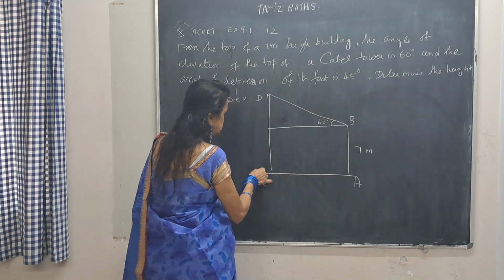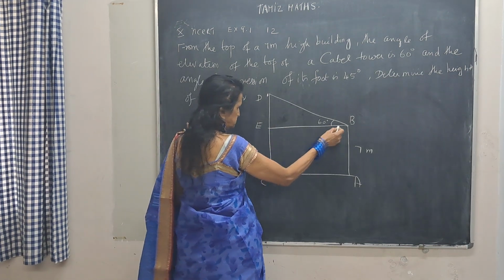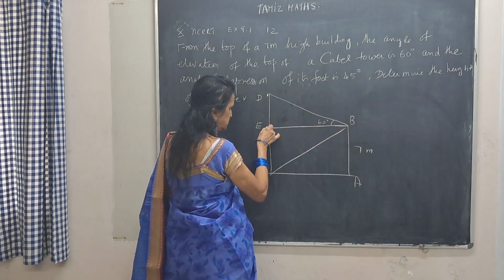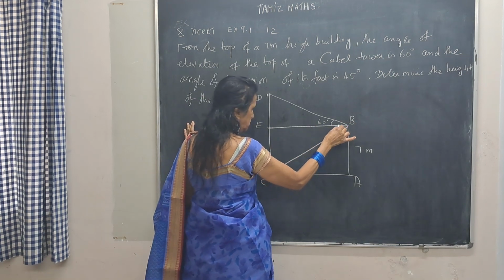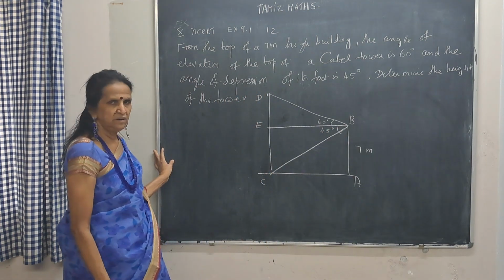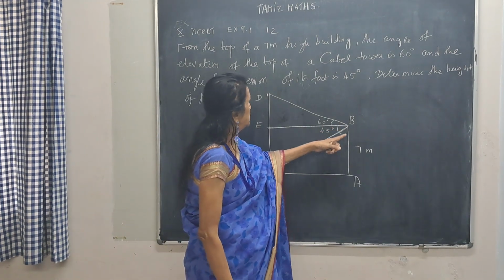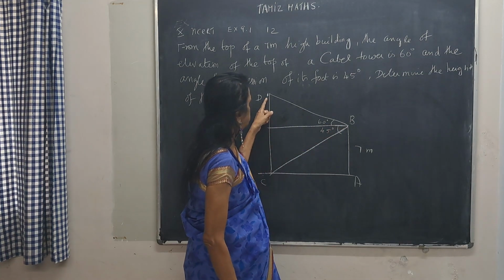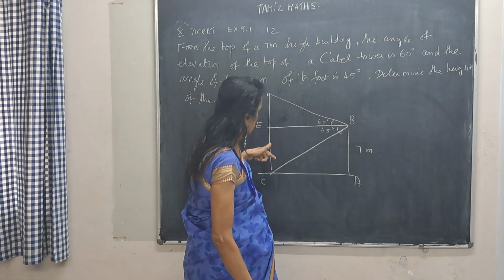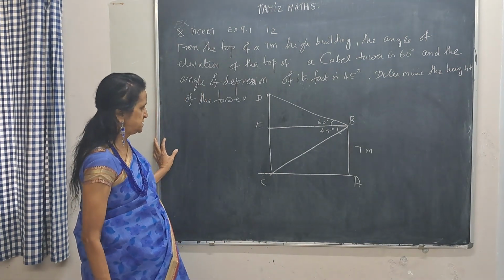Next, you stand here and you look at the foot, the angle of depression. This is your normal side from B and you are looking down, so this will be 45. You have to find CD. From the top of a 7-meter high building, the angle of elevation of the top of the cable tower is 60 degrees and the angle of depression of its foot is 45 degrees. Determine the height of the tower. That is, I have to find CD.